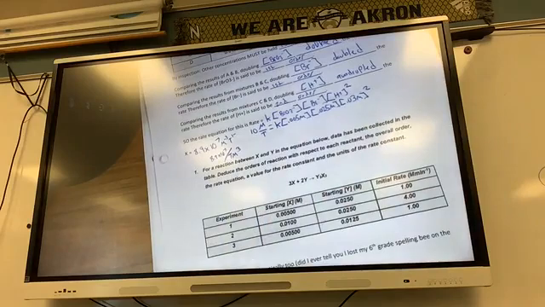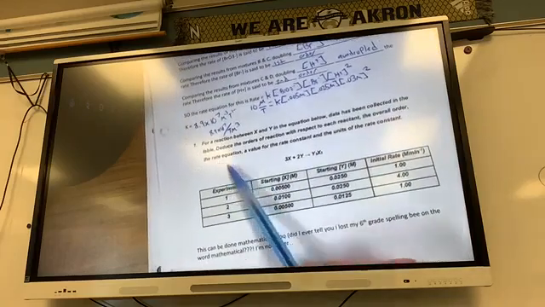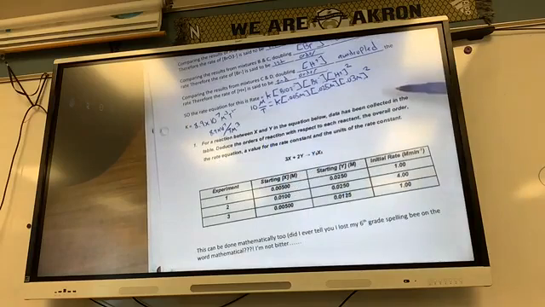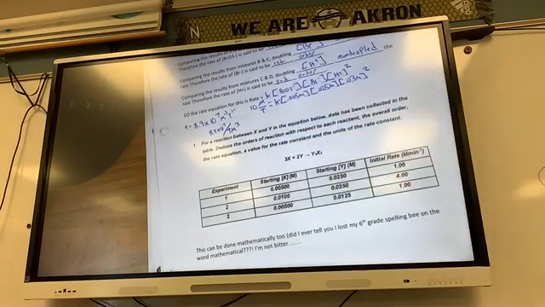Cool? Here we go, number 1. For a reaction between X and Y in the equation below, data has been collected in the table. Deduce the order of reaction with respect to each reactant, the overall order, the rate equation, a value for the rate constant, and the units of the rate constant. So, this can also be done mathematically.